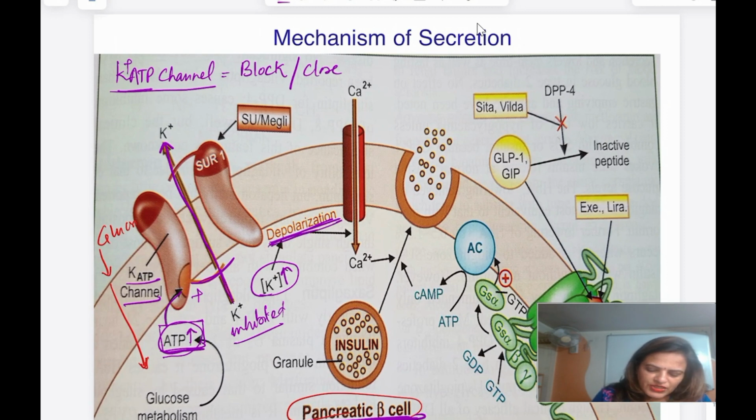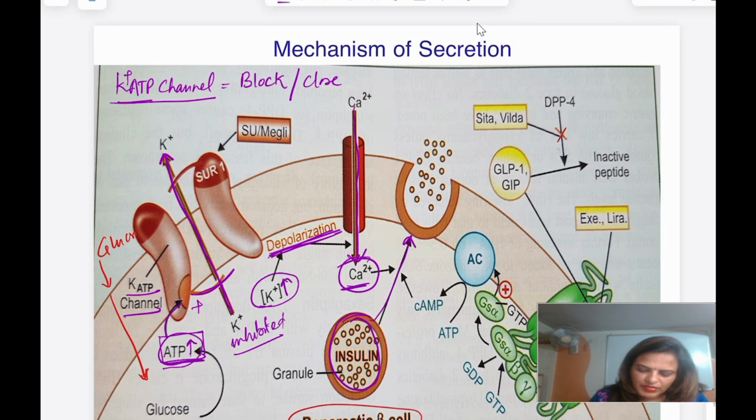It is going to cause a partial depolarization, you can see. And this slight depolarization is going to cause the opening of this calcium channel, and there is an influx of calcium. And this calcium is going to cause the fusion of the vesicle where the insulin is stored with the pancreatic beta cell membrane, and there is a release of insulin. Okay, so this is one way.